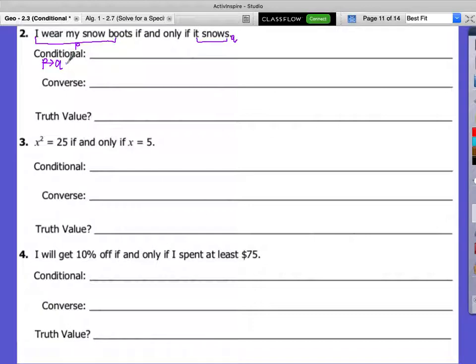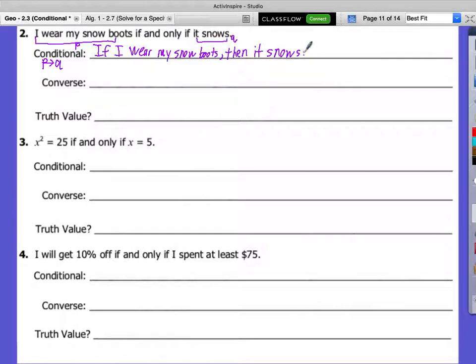So for our conditional, we have to add the words if, then. So what am I going to write here, Mackenzie? If I wear my snow boots, then what follows that, Kale? The Q, which is it snows. Very good. If I wear my snow boots, then it snows. That's what our conditional is.